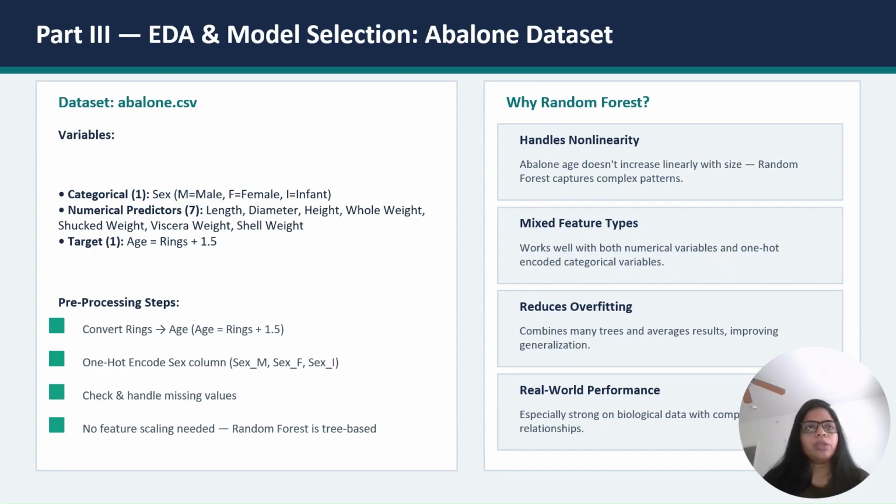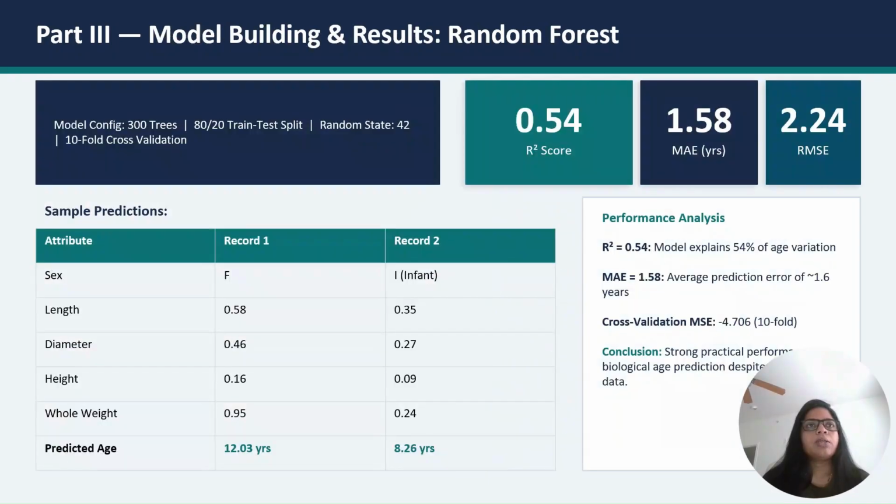Moving on to the next slide, which talks about how the model has been implemented. Under model configuration, we chose 300 trees to train, and the data has been split 80% for training and 20% for testing. We chose the random state as 42, and the model has been validated using the tenfold cross-validation method.